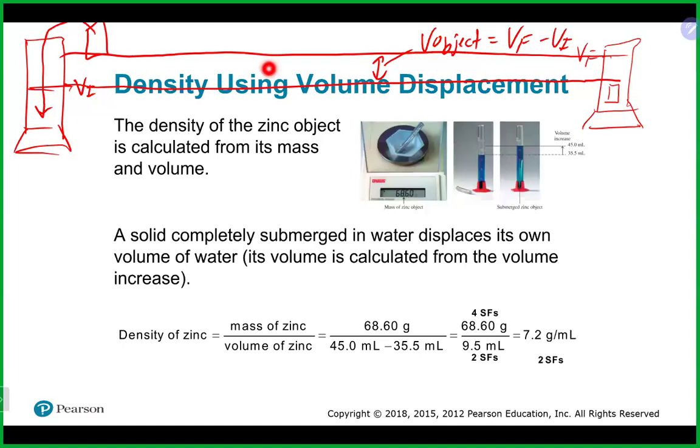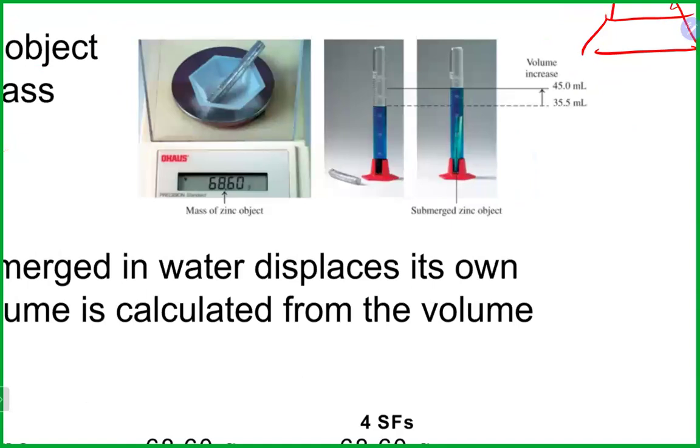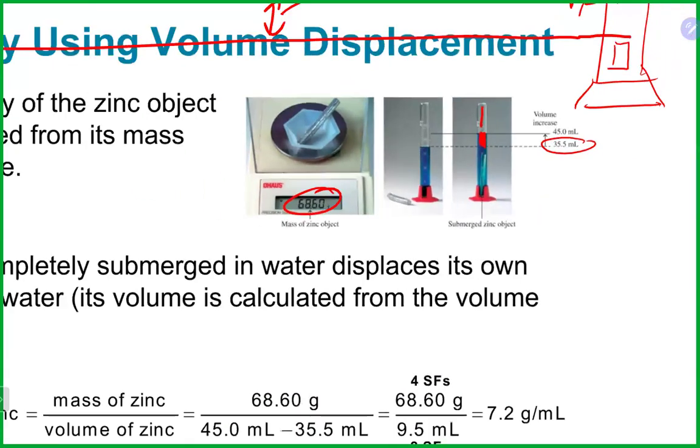You basically just drop it in there, take the difference between the volume, final minus initial, and that will get you your actual volume of that particular object, which is what we see in this example here. Before they put the zinc in, it had a volume of 35.5. After they weighed out a certain amount of zinc and put it in, the volume of water got displaced by that much volume and ended up at 45.0 milliliters.